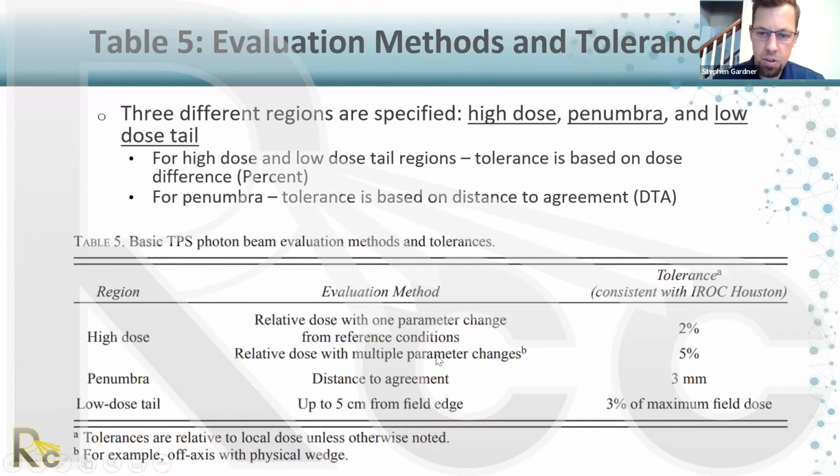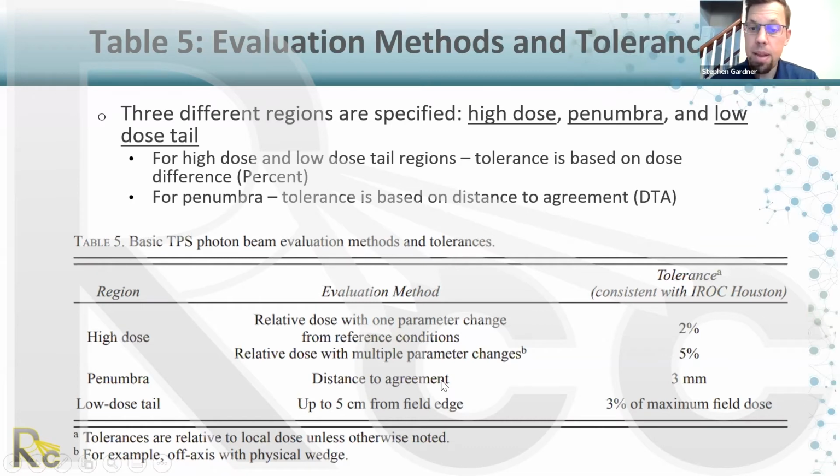So within the high dose region, they recommend a 2% tolerance. You have one parameter change from reference conditions. So reference conditions are a 10 by 10 field size, 100 cm SSD, Dmax depth. If you change the SSD, change the field size, et cetera, if you only do one change, that's the 2% tolerance. If you have multiple parameter changes, they recommend a 5% tolerance. So 2% or 5% for the high dose region is their recommended tolerance.